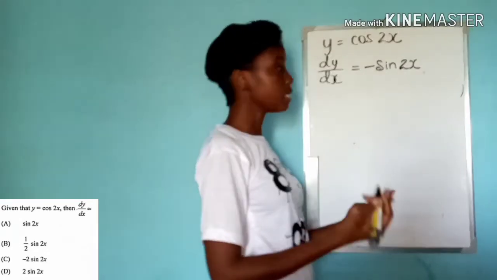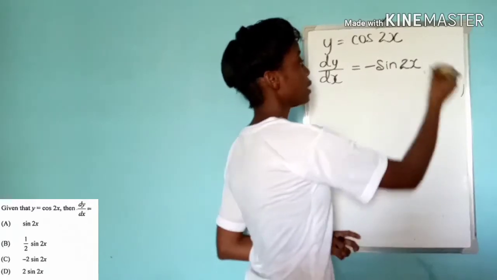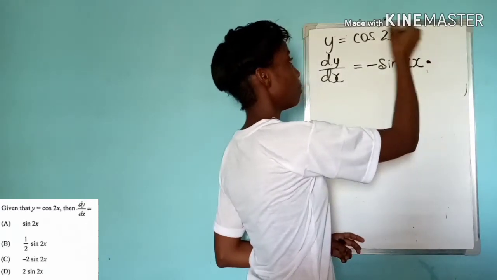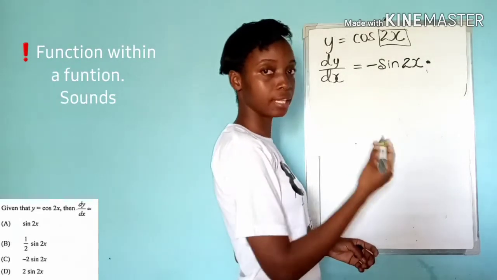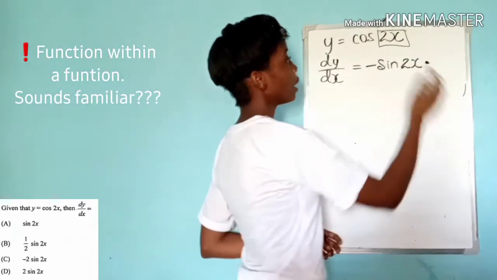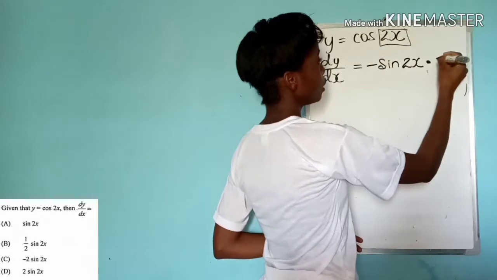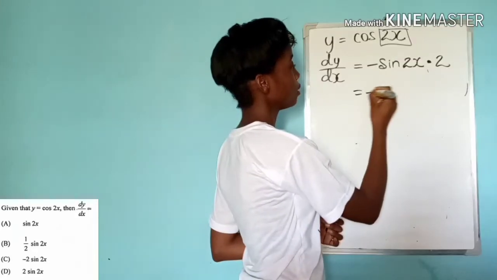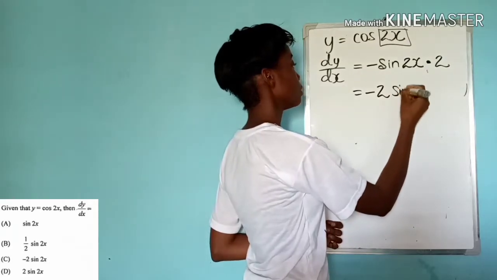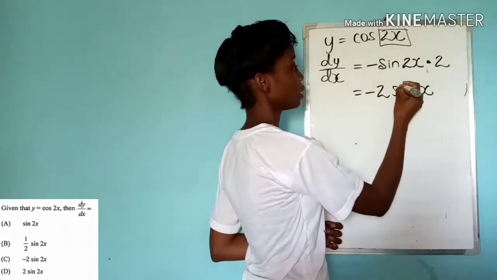And then, as I said, we are using the chain rule. And so we are multiplying by the derivative of the function that is inside this cosine function. All right, so here we go. The derivative of 2x is going to be 2, and then we simplify. Negative 2 sine 2x.